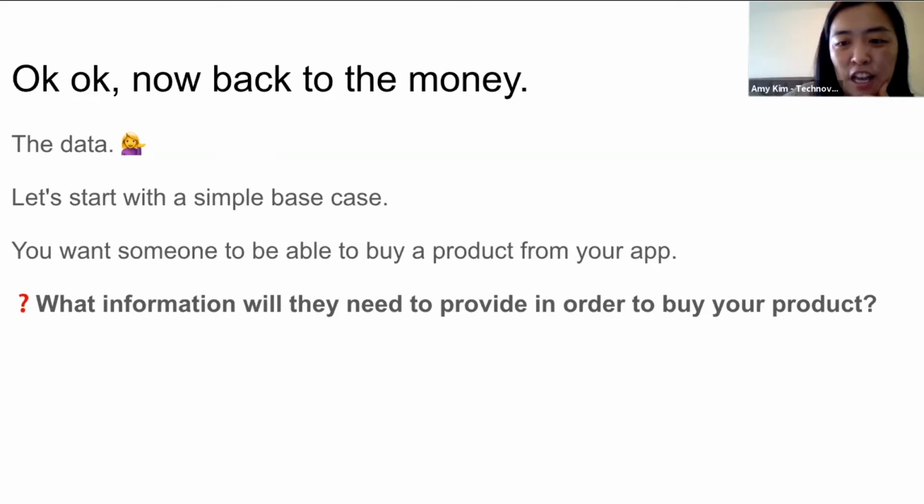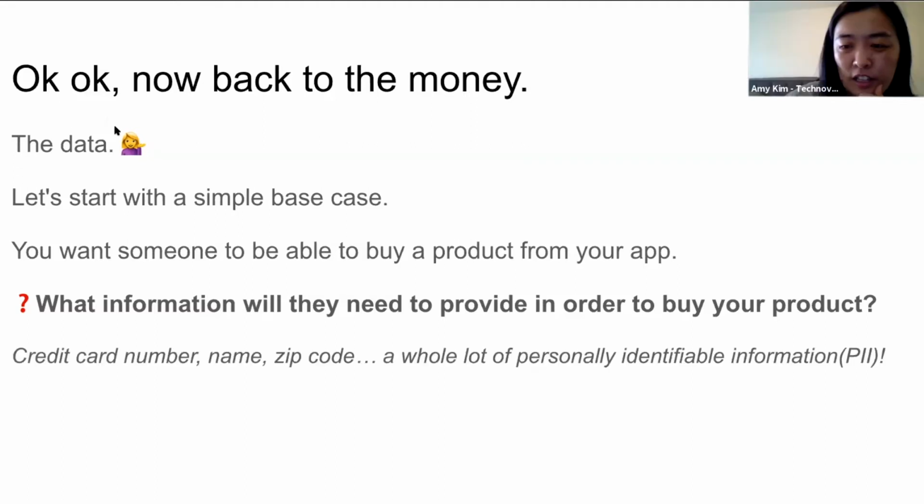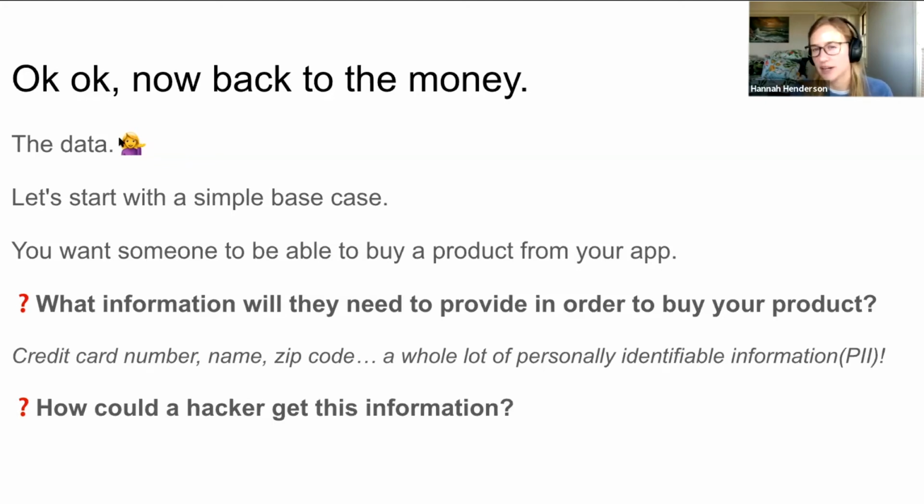I'm seeing name, payment details, address, how old are you, credit card information. Yeah, these are some great answers. Sounds like y'all are pretty dialed in to what kind of things you would need to collect. It's quite a bit. So as you're collecting that information, how could someone hack that and get it? What avenues of attack would they have?